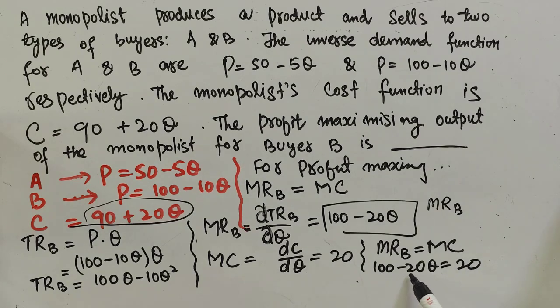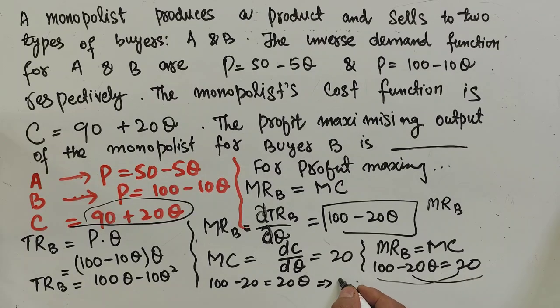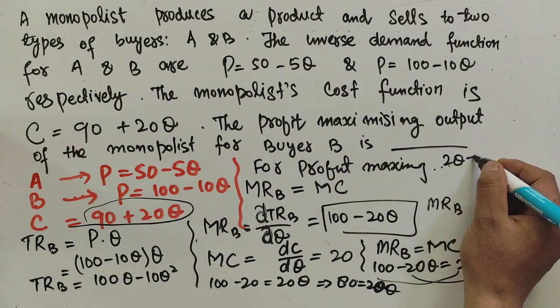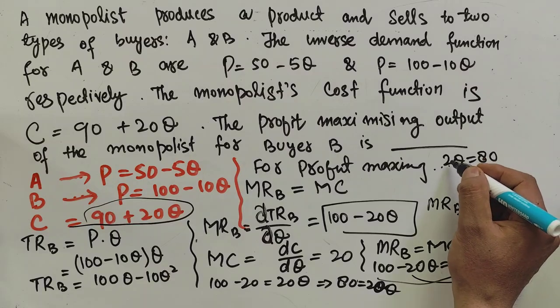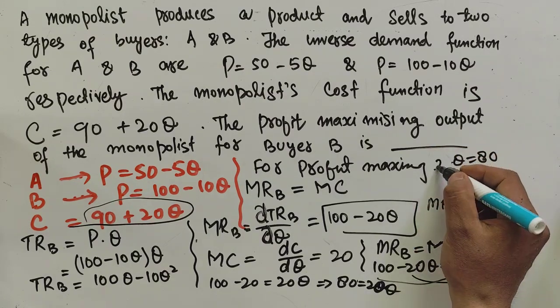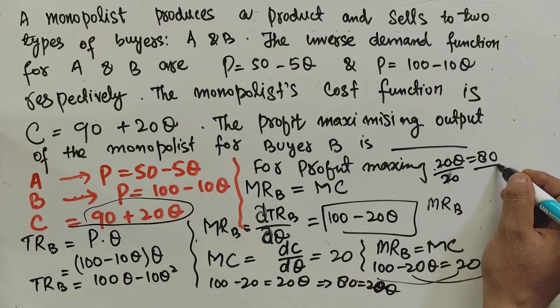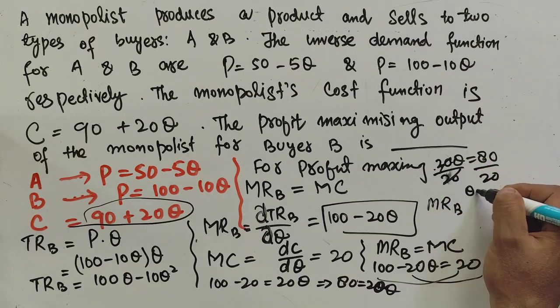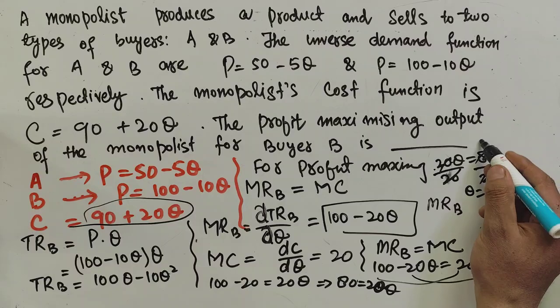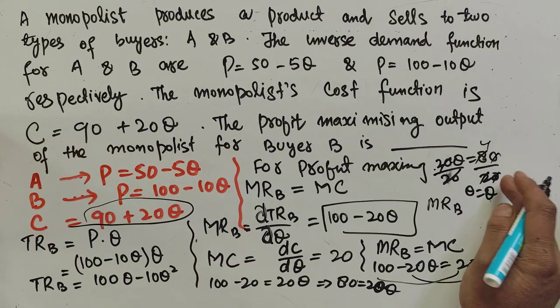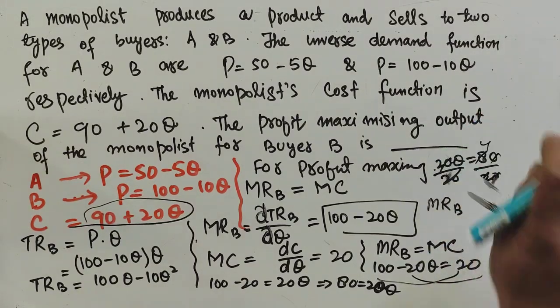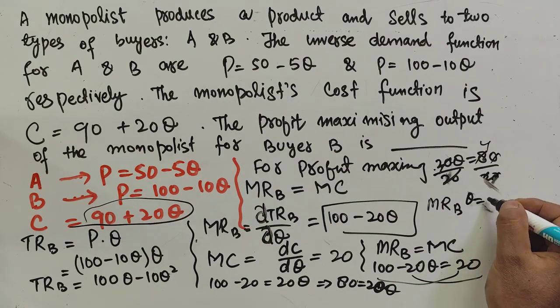Solving further, transposing terms, we get 100 - 20 = 20Q, which implies 80 = 20Q. So 20Q = 80, dividing both sides by 20, Q will be equal to 4.